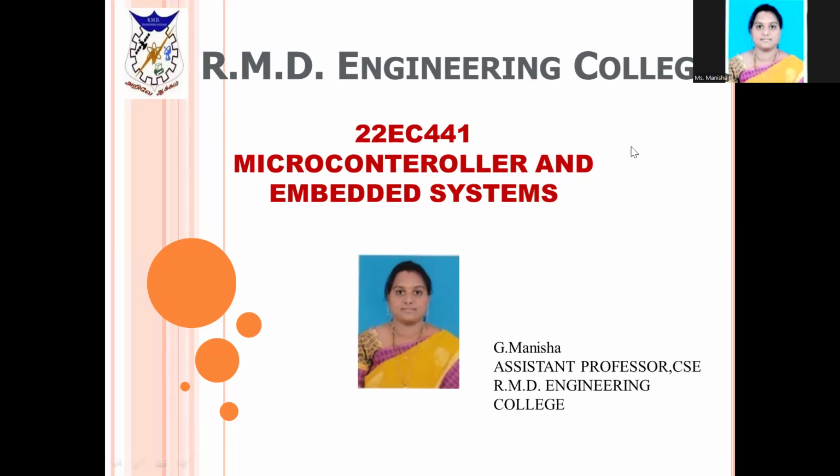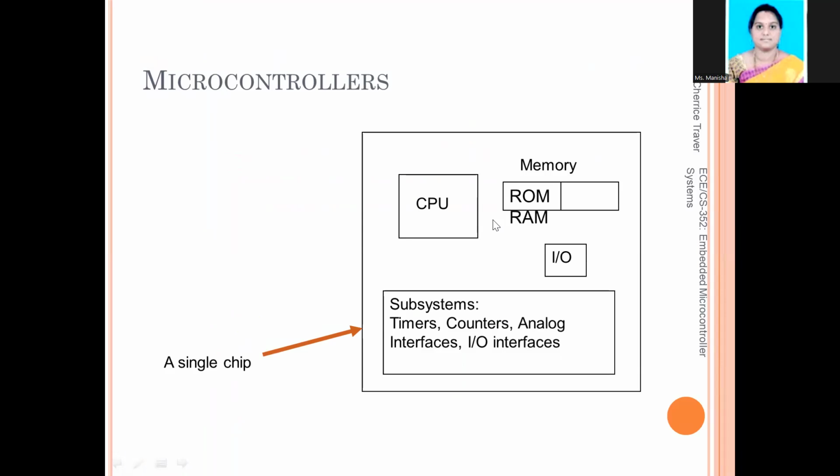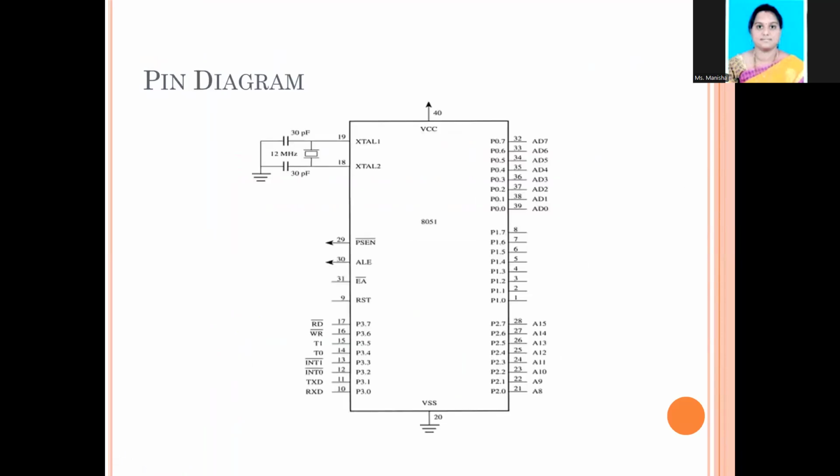Going to explain about the subject microcontroller and embedded system, and under the topic 8051 microcontroller architecture. So microcontroller architecture is categorized as CPU, memory, RAM, and subsystems. It is a single chip with timers, counters, and analog interface.